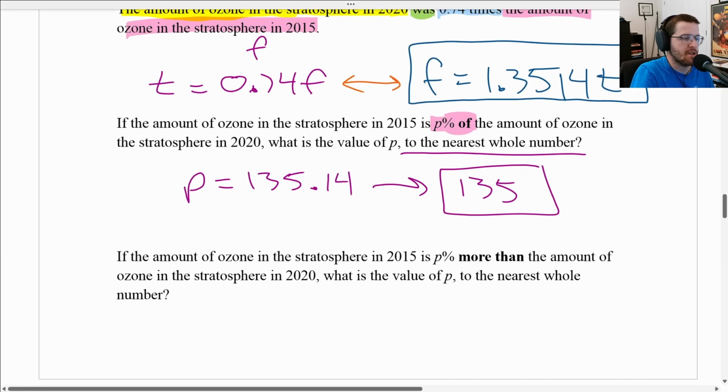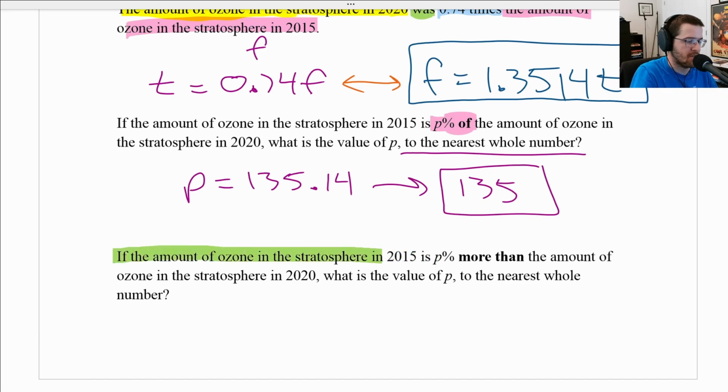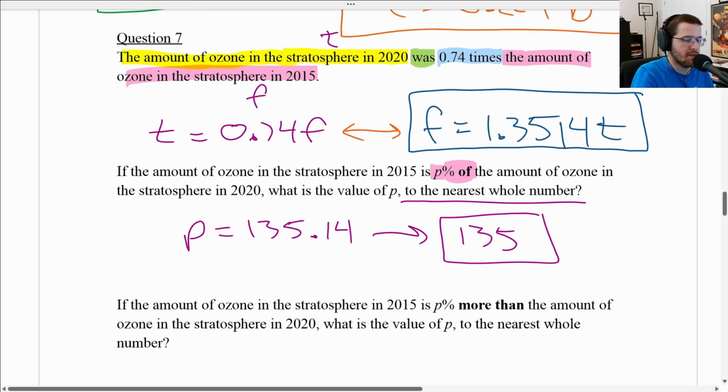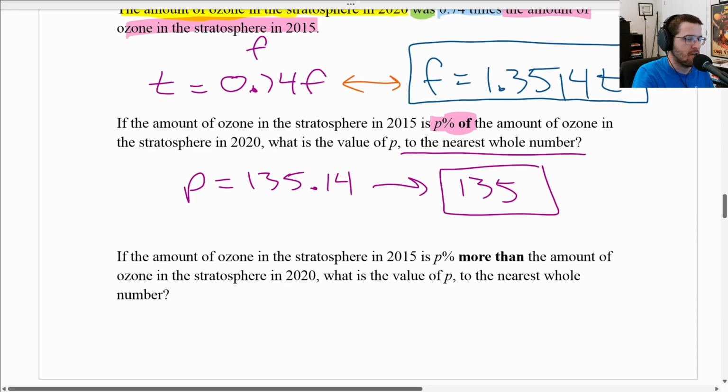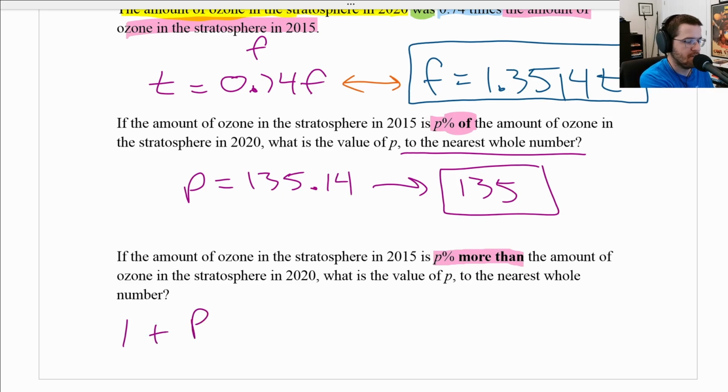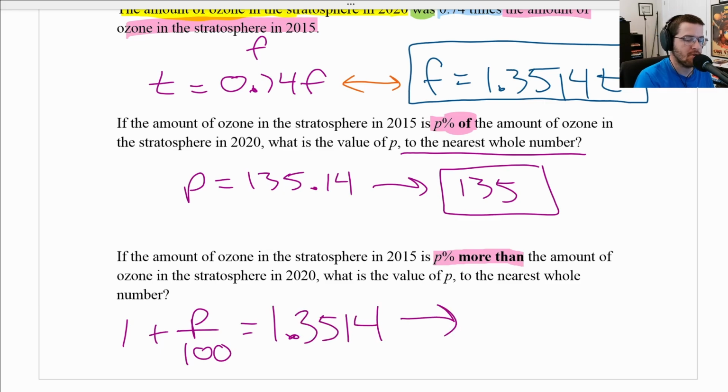Okay, now looking at the second question, read it very carefully. You'll notice it's not a trick. I didn't switch it up on you. It's the same. It's asking about the same equation. It wants F by itself. So we're still talking about this one, but I did change the wording very slightly, and this will change the answer quite a bit. This one says p% more than. So p% more than, that's 1 plus p over 100. That's going to be equal to the same multiplier. So just that slight tweaking to the words will change the answer quite a bit.